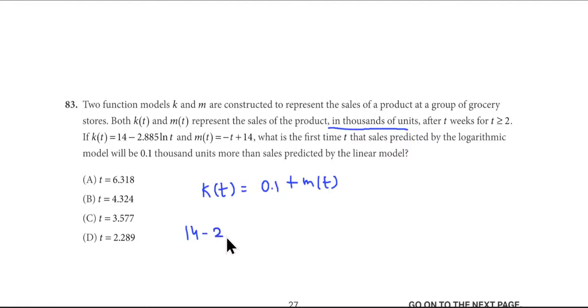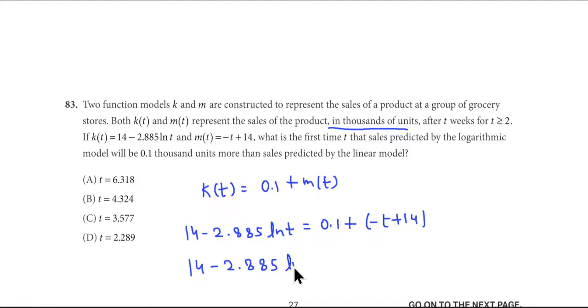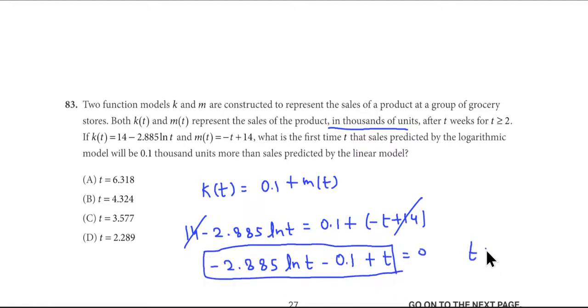K is 14 minus 2.885 natural log of T, or ln T, is equal to 0.1 plus, well, negative T plus 14. Again, I'm going to move everything to the left side so I can put this as a parentheses. So 14 minus 2.885 ln T minus 0.1 plus T minus 14. In fact, why am I even writing minus 14? Don't you think that 14 is gone from here? So that's gone. I'm just left with this one and minus this and plus this, and that should be equal to 0. So like I said, I will just type in this expression, making sure that my answer should be T greater than or equal to 2. And I'm just looking for the first such number when this happens, right?